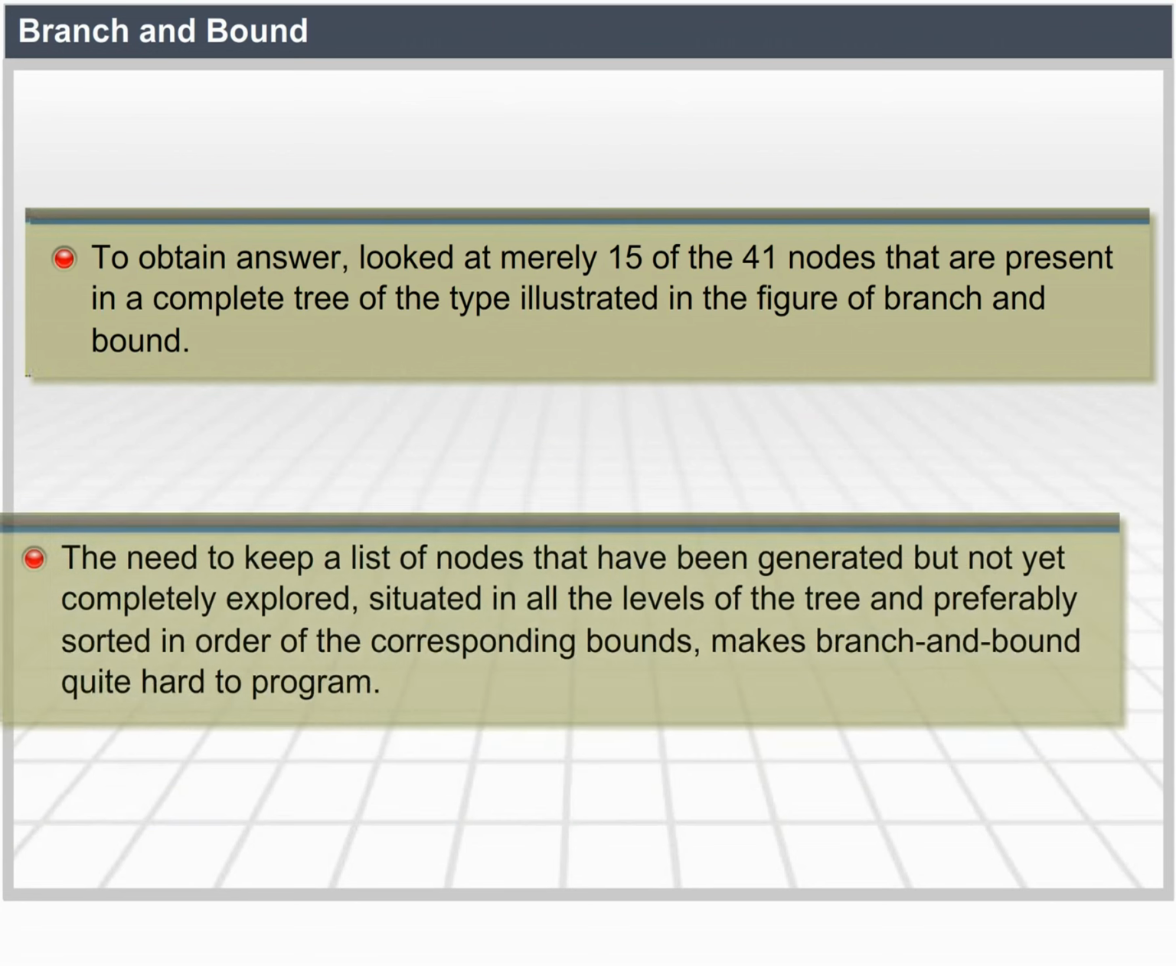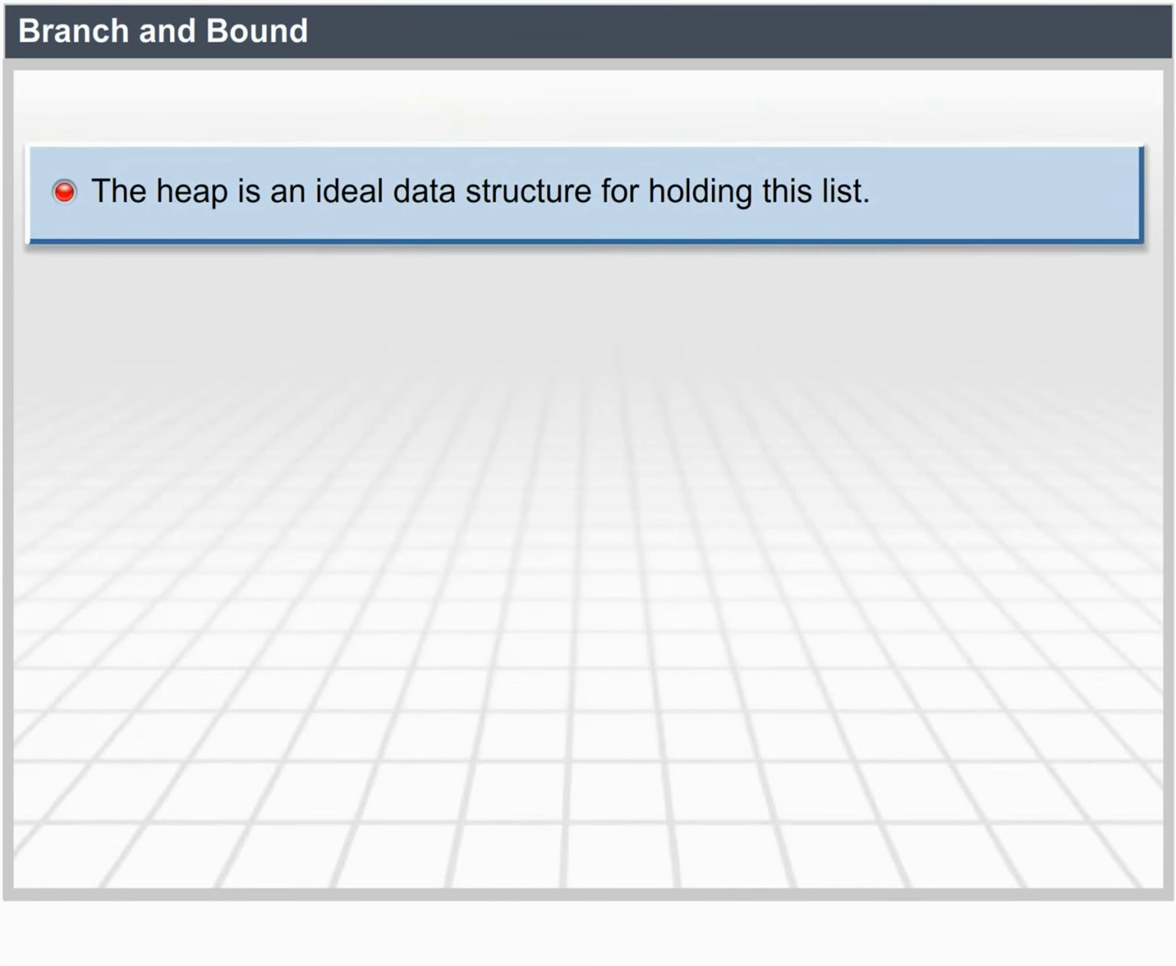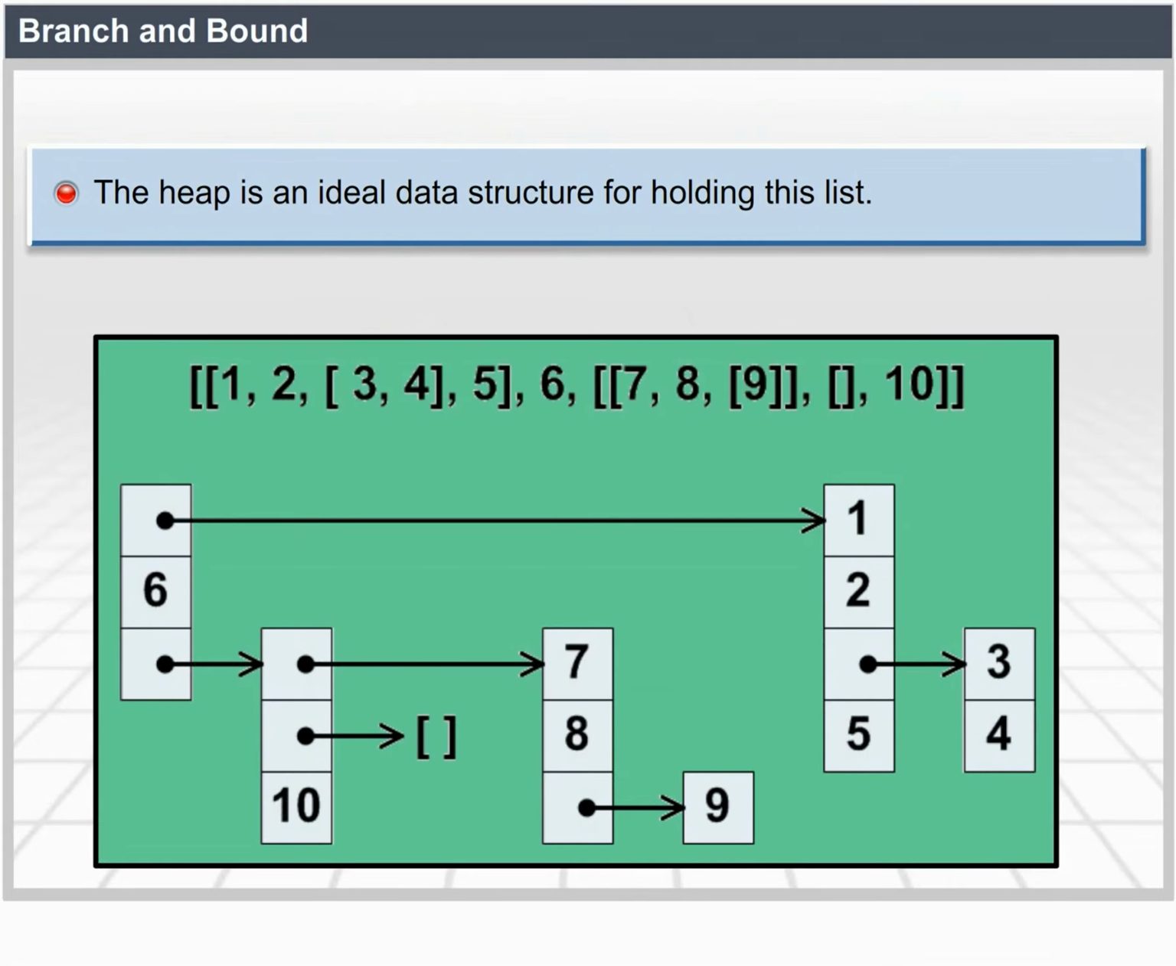The need to keep a list of nodes that have been generated but not yet completely explored, situated in all the levels of the tree and preferably sorted in order of the corresponding bounds, makes branch and bound quite hard to program. The heap is an ideal data structure for holding this list.